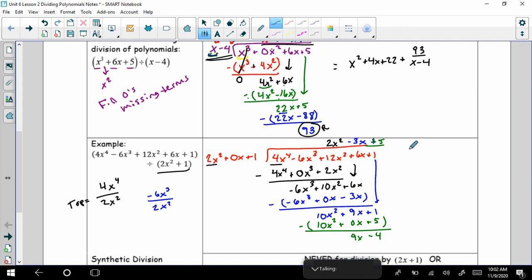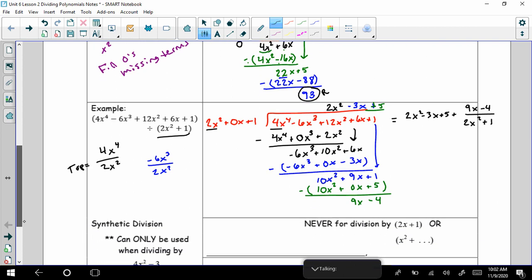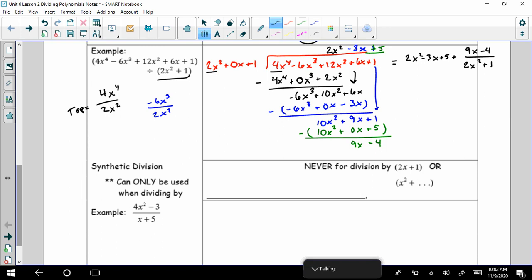So I'm going to write my quotient, so 2x squared minus 3x plus 5, plus my remainder, 9x minus 4, over my original divisor, which is 2x squared plus 1. So no need to put that 0 term in there anymore. Okay, so that's long division, and it is indeed long, but sometimes you have to do it, okay?